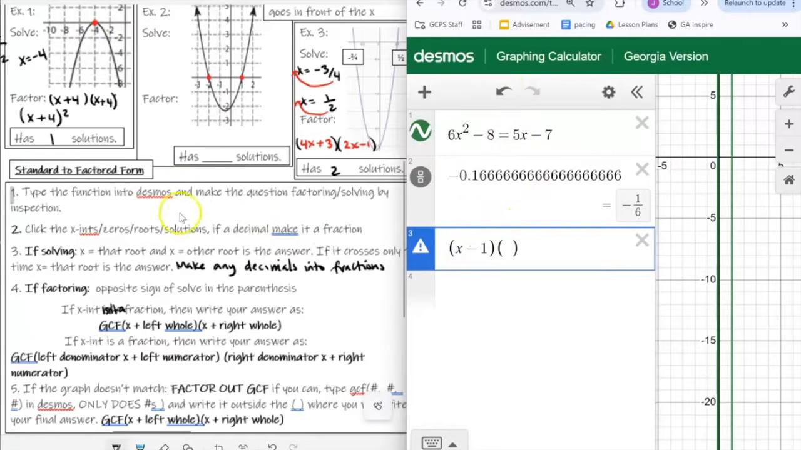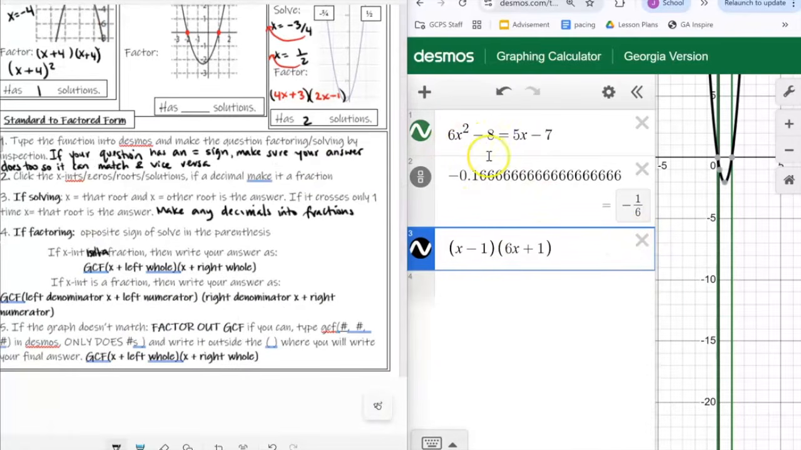If it is a fraction, then write your answer this way. The denominator goes before the x and then the numerator. So here's my 6. That's going to go before the x, so it's going to be 6x. And then change to the opposite. So now you have minus 1 left. Opposite of that is plus 1.